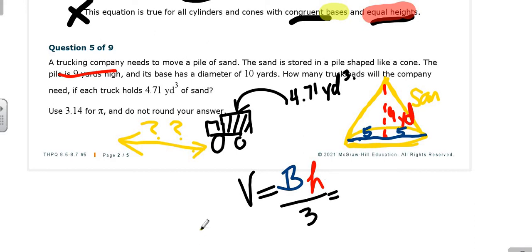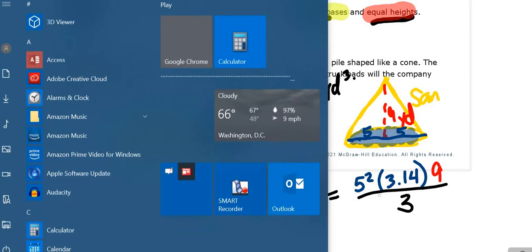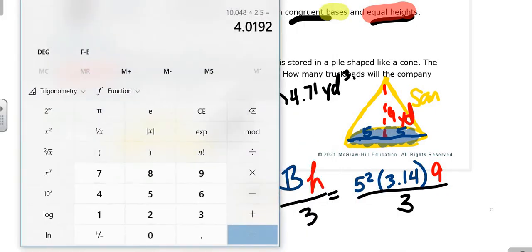Base, shade your base. Our base here is pi r squared, so that's going to be 5 squared times 3.14 times our height, which is 9, divided by 3. It's 25 times exactly 3.14, times by 9, divide by 3. So my total volume for that pile of sand is 235.5.